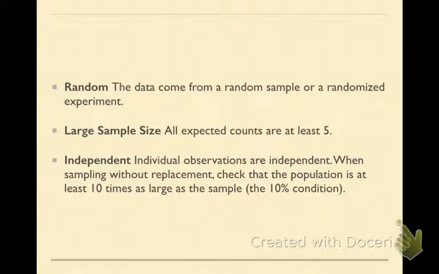And for chi-square tests, you're checking 3 conditions: random, large sample size, independent. The only difference between the chi-square test conditions and the normal test conditions is that you're going to have large sample size instead of normal. But if you really think about it, it's always about the counts.